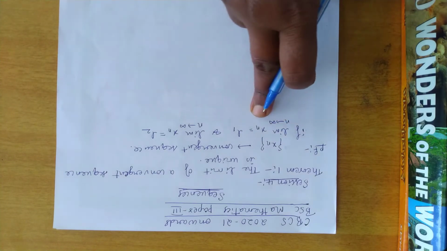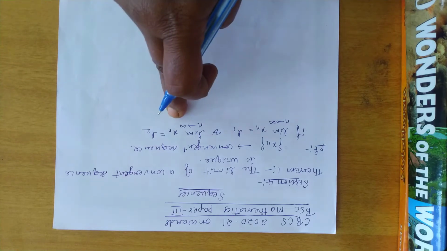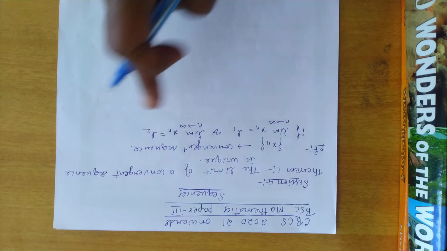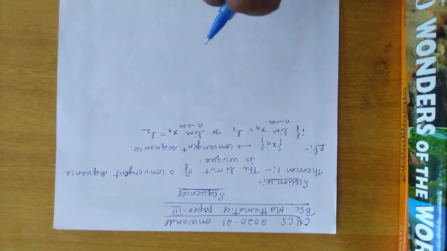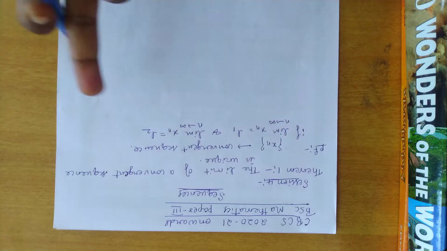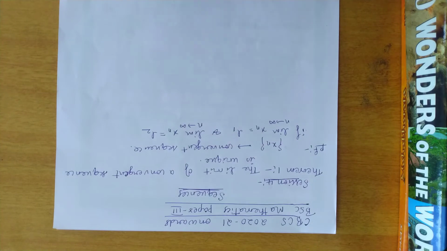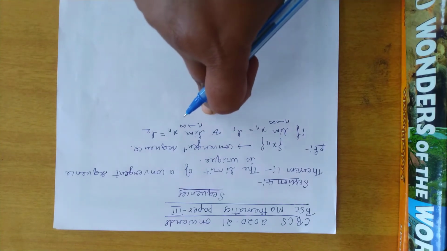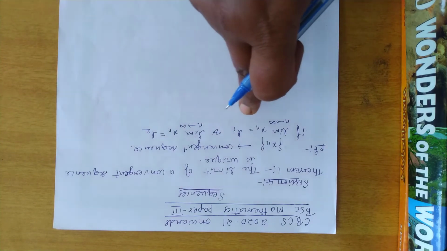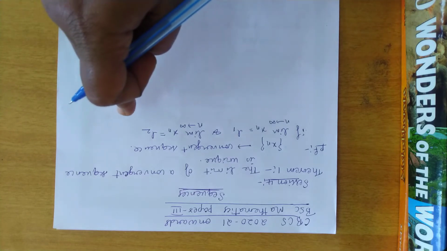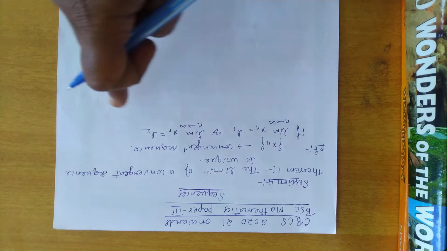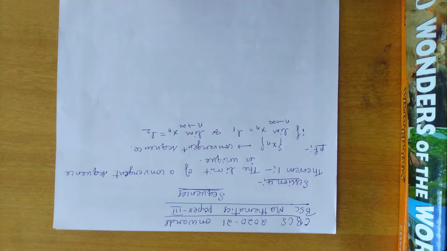If the limit as n tends to infinity of xn is L1 and xn is also L2, there are two limits it is converging to. It is not converging to a unique limit. It is converging to two different limits L1 and L2. We will consider this and try to prove whether this is a contradiction, and finally whether L1 should be equal to L2 or L1 is not equal to L2. We will try to show that.